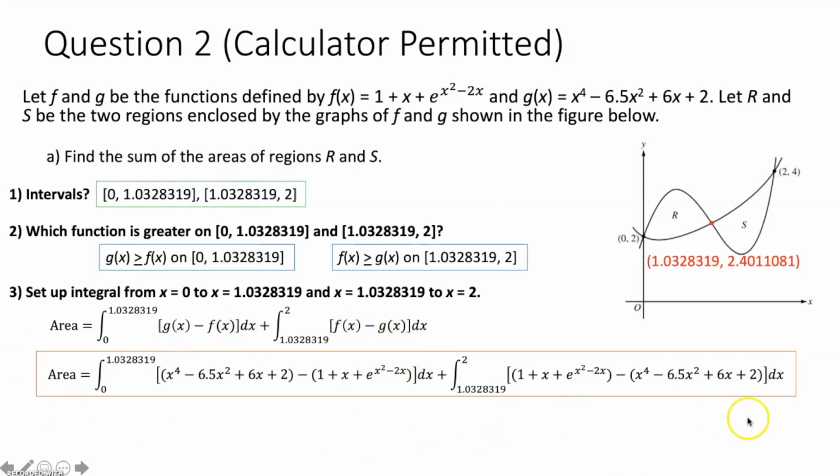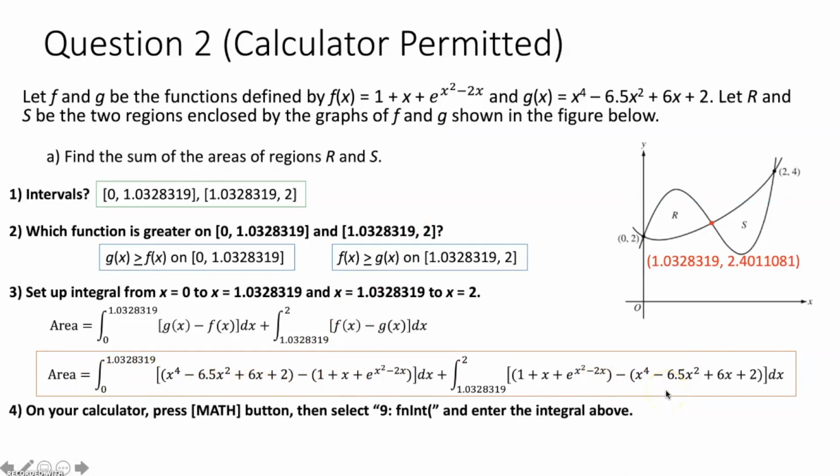And now we are thankful that this question appears on the calculator portion of the AP test, because this would be a nightmare to try to do by hand. What we're going to do is plug all of this into our calculator using math 9, which is the integral function. We plug in each of these integrals separately and add them together. We press equals or enter, and we get that the sum of the areas of these two regions would be approximately equal to 2.004. Again, rounding to 3 decimal places because that's what it requires on the AP test.